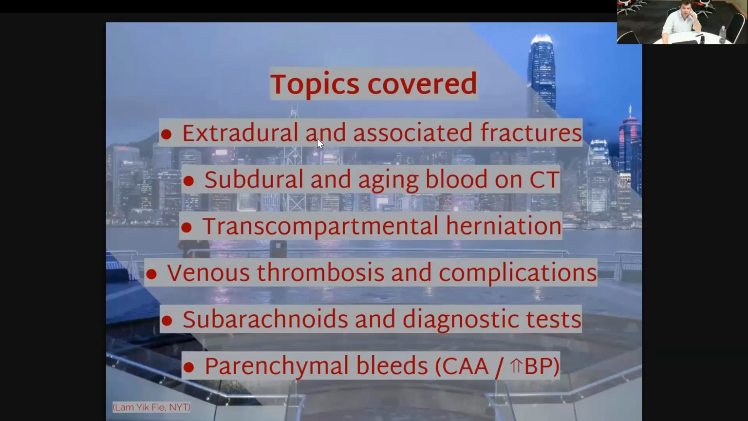We've covered quite a lot just in this hour. So we've looked at extradurals, think about associated fractures and things you would comment on. Think about subdural bloods, remember your windowing, and remember that blood can age as it goes on CT. Talked a bit about transcompartmental herniation, subfalcine, transtentorial, coning, and then also the effects on the brainstem. Venous thrombosis and complications, subarachnoids and the diagnostic tests that we as radiologists can do to help along the way, and think about the different types of parenchymal bleeds.